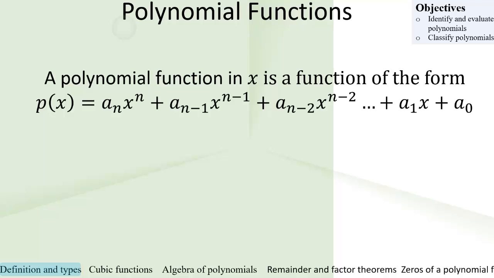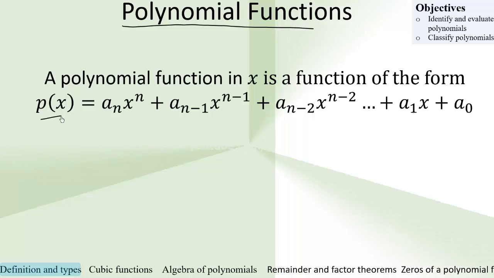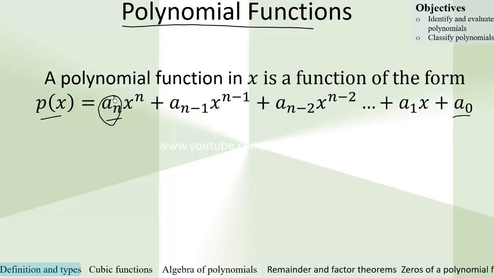Polynomial functions. A polynomial function in x is a function of the form p of x equals a sub n x exponent n plus a sub n minus 1 x exponent n minus 1, up to a naught or a sub 0. So this is just a constant coefficient of x, and the variable is x.